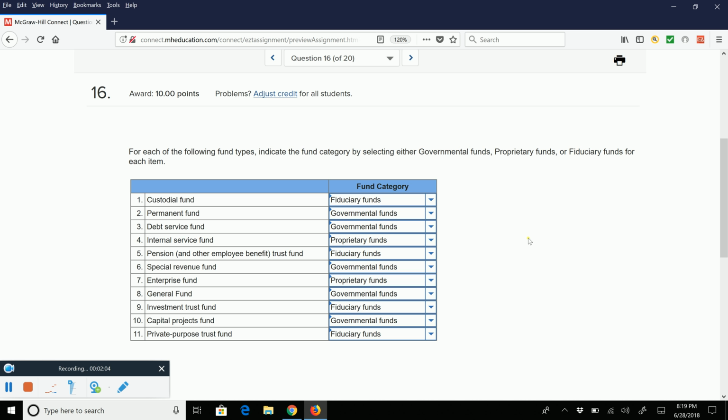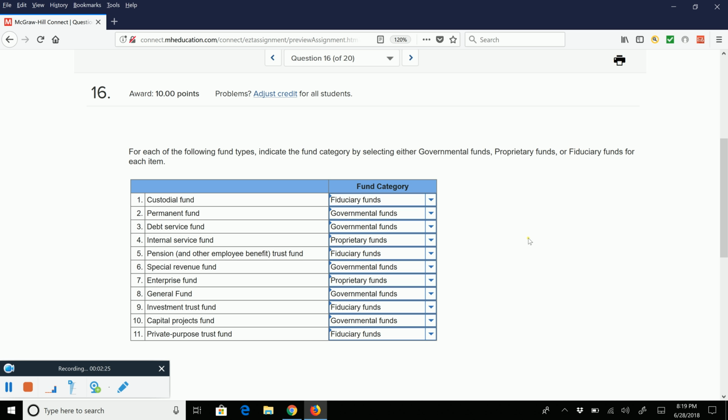That's when we have a large general government construction project, like building a new police station or a new fire station, a new park, a new city hall. Number four, the debt service fund. That's when we're paying back long-term principal and interest on general government debt.